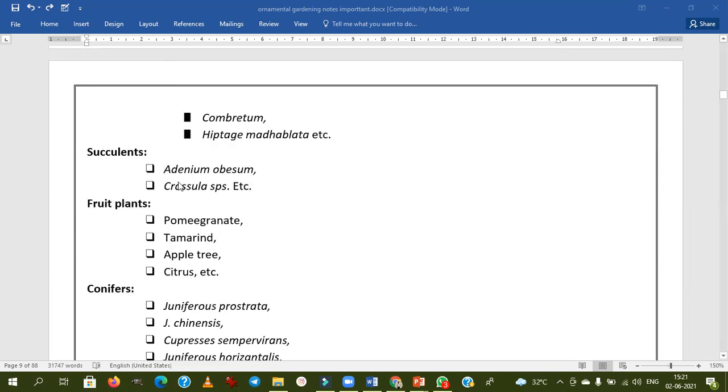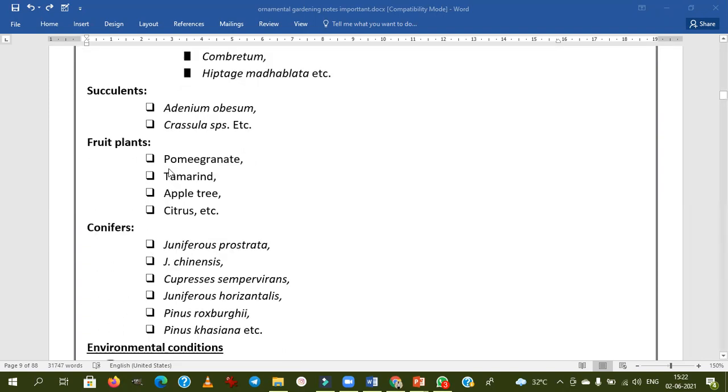In succulents, we'll use adenium. Adenium is also called desert rose. It is a bulbous plant. Then in food crops, we'll use pomegranate, tamarind, apple, citrus.